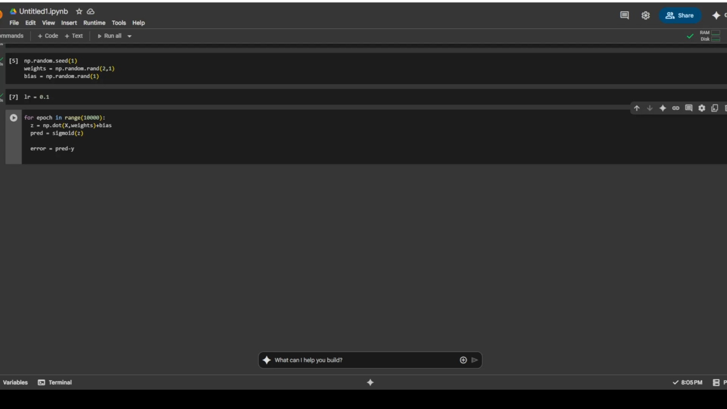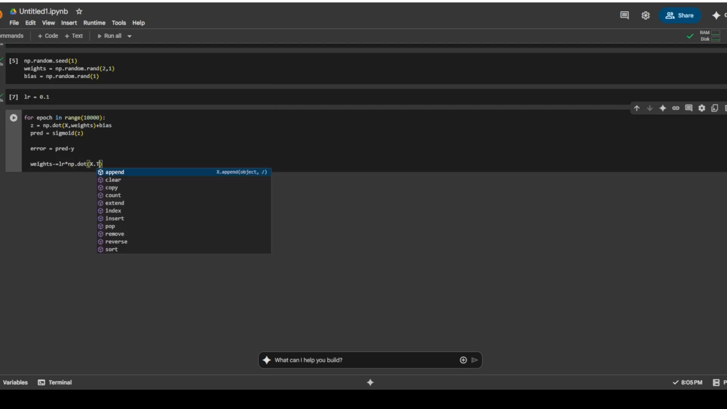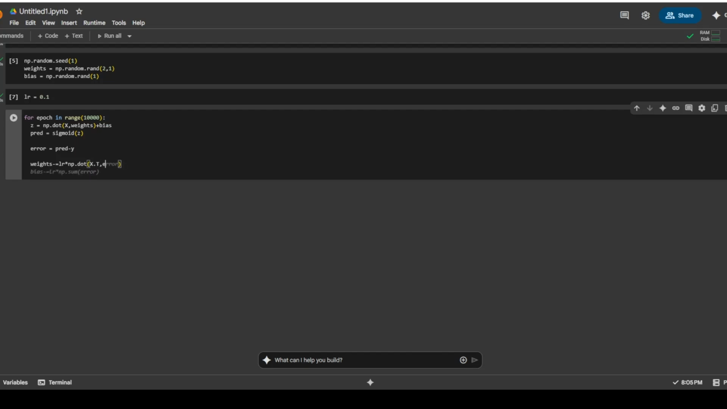Now we do the back propagation to update weights and bias. Weights will be minus equal learning rate multiplied with np.dot of x transpose and error, and then we need to do the same for our bias: minus equal learning rate multiplied with np.sum of error. Now we do our final prediction here.